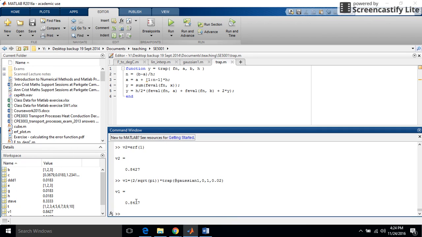Okay. That now gives me V1 is equal to 0.8427, the same as V2, which is the exact value. Okay. There are more decimal places here, but we're just looking at 4 decimal places.